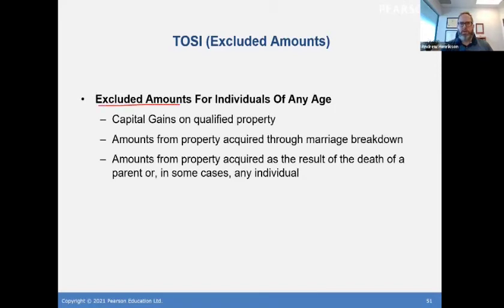There's excluded amounts for individuals of any age. It's capital gains on qualified property, amounts from property acquired through a marriage breakdown. So once we're talking about divorce, these rules don't apply inside of a divorce with the property being separated and that sort of thing. So it's not that. And also amounts from property acquired as the result of a death of a parent or something like that. You know, you've been willed something, that's not the stuff here that we're really trying to get at.